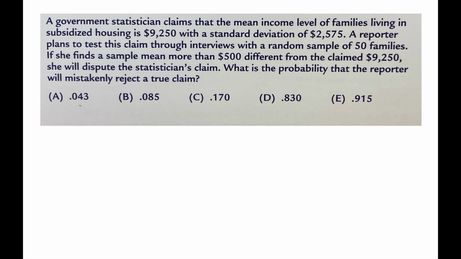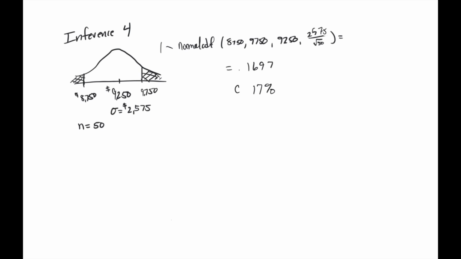On the next page, we'll see exactly how we can work this out. Here, this is the situation. They told you the mean was going to be at 9,250. And they said if you had an average that was 500 or more or less, if it were outside of that range, 8,750 to 9,750, then we would end up rejecting the null. So the question is, what's the probability you're going to reject the null?